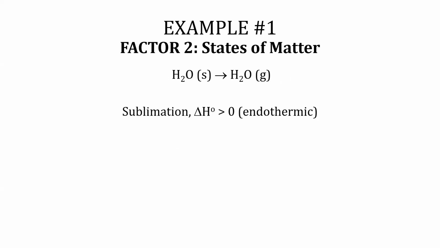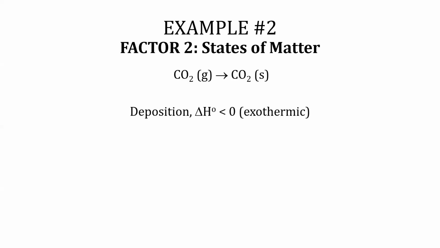Second, 2 examples involving phase changes. In this process where solid ice water converts to water vapor, this is a phase change called sublimation, in which delta H is greater than 0. And since this phase process is endothermic, the delta S will also be positive, meaning that the product has more disorder in the substance than the reactant.